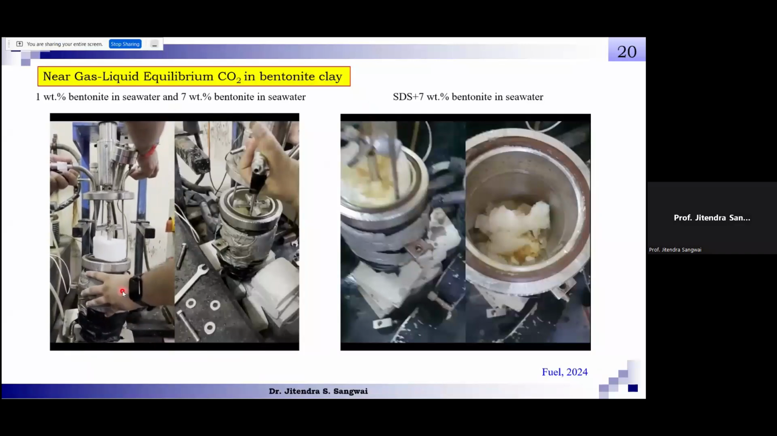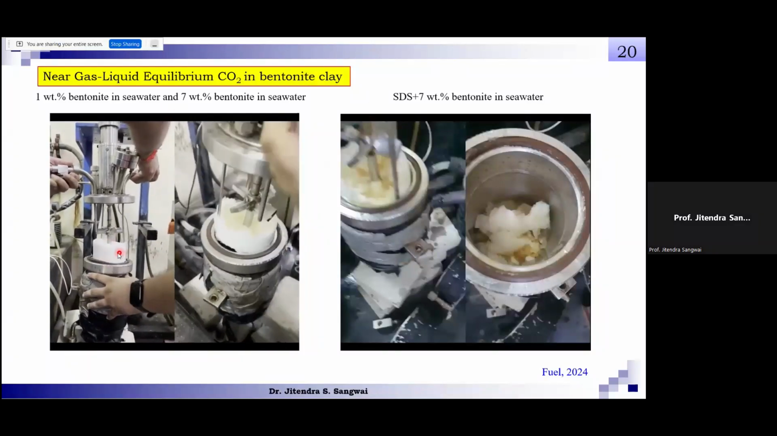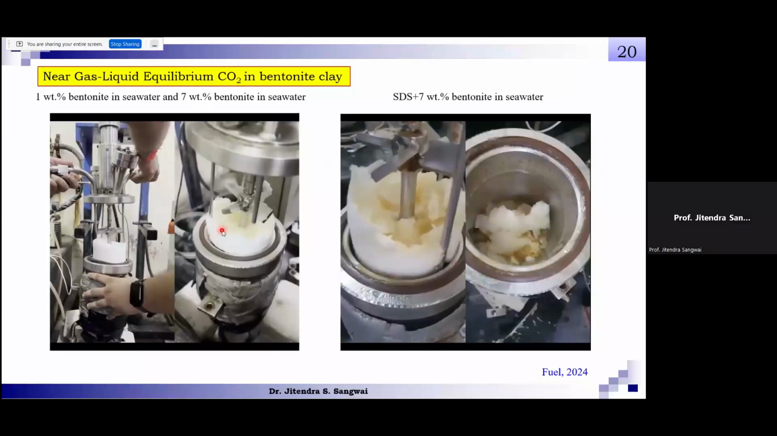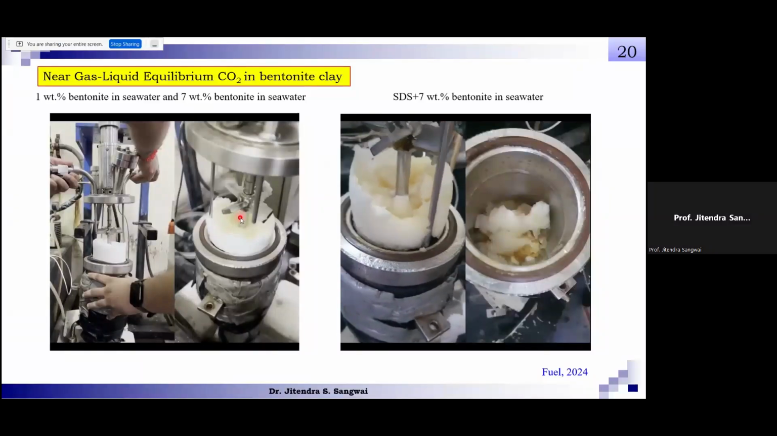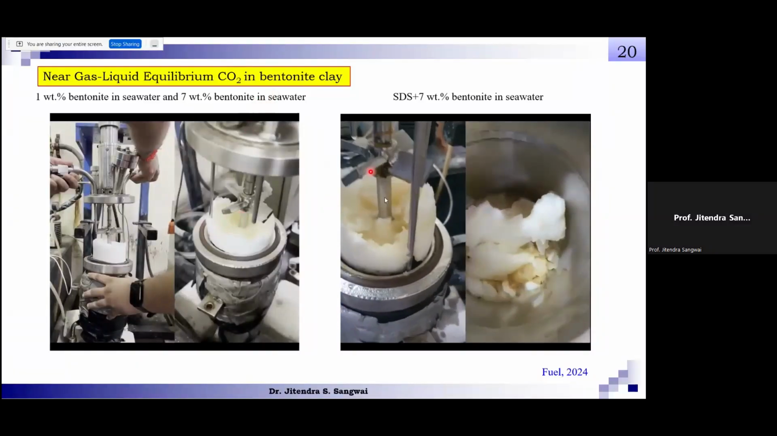Now we have done some of these experiments at the lab. You can see this reactor. So this is a hydrate. This is not ice actually. This is a CO2 hydrate that we formed in the seawater. This is a bentonite in the seawater, and this is a surfactant along with the bentonite and seawater. You can see that this becomes very fluffy. When you use surfactants along with the seawater, this becomes very fluffy. And without surfactants, you may have a very solid, rigid block of hydrate.